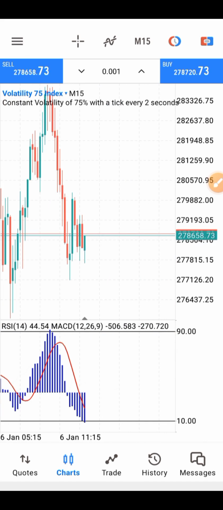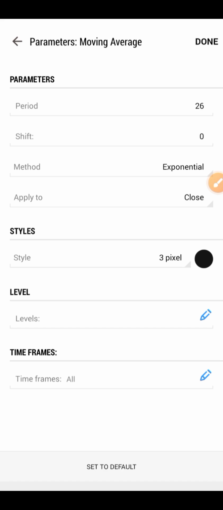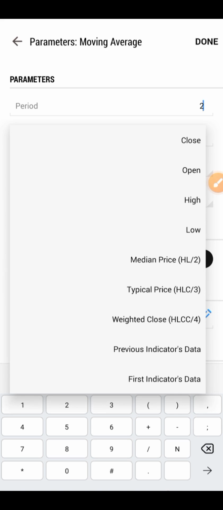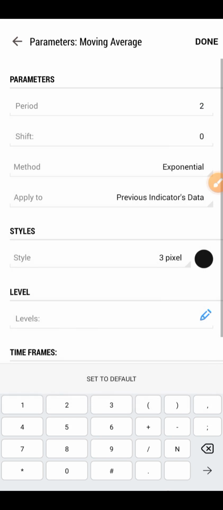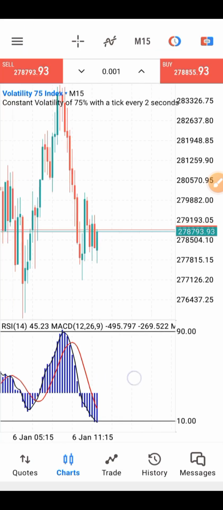The last one on the indicator window is going to be our moving average. Click on the F plus in front of the indicator window 1 again, then come to moving average. The moving average we need is going to be period 2, shift 0, method exponential. In the apply field, we are going to apply to the previous indicator's data, which is the MACD data. That is what we are going to use for this moving average. You understand? Then click on done after that. So you should have something like this.